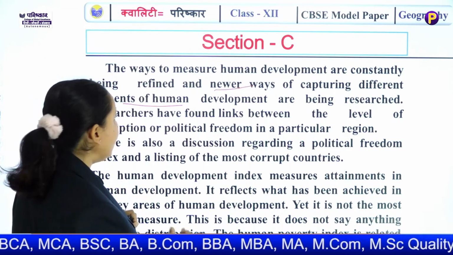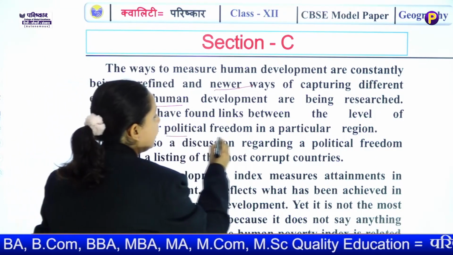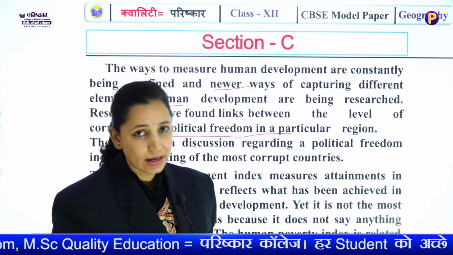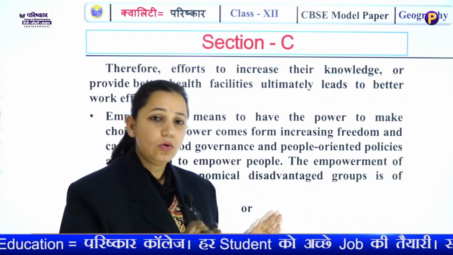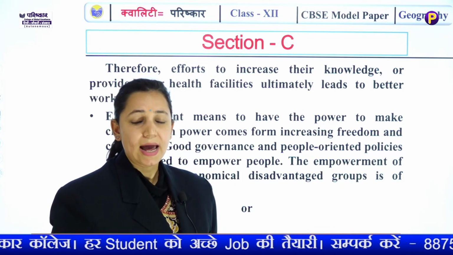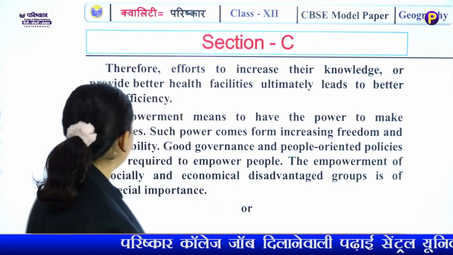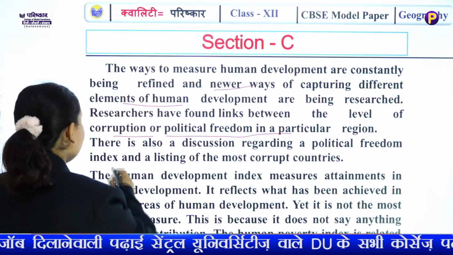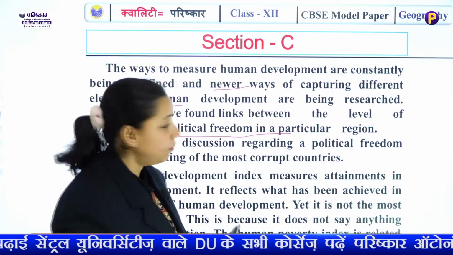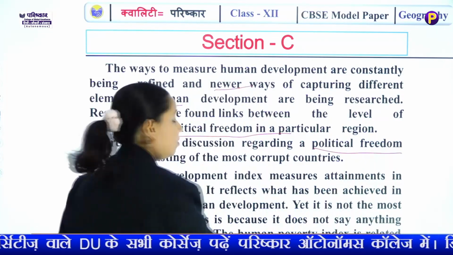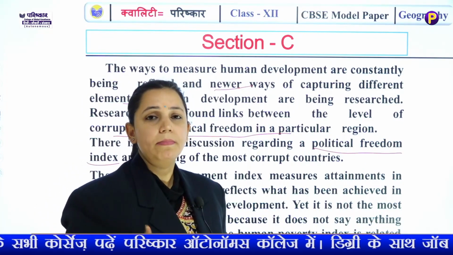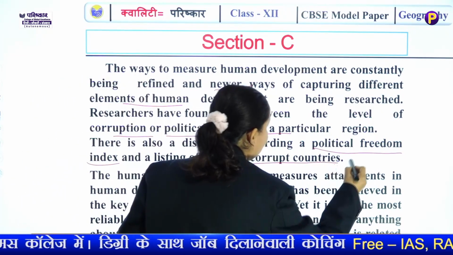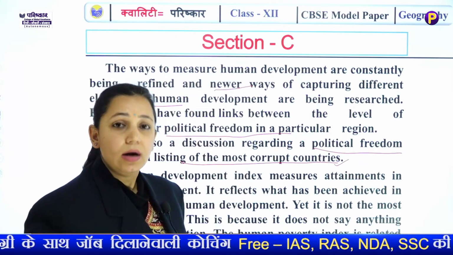Researchers have now found a link between corruption or political freedom in a particular region. As we know that the political dominance and administration is going on in the current time, a link between the human development of a region and the corruption prevailing over there is being found. There is also a discussion regarding the political freedom index. Now, a new index has also evolved: the political freedom index, which shows how politically free a country is to make its own decisions, and a listing of the most corrupt countries. What is the level of corruption prevailing over a country?